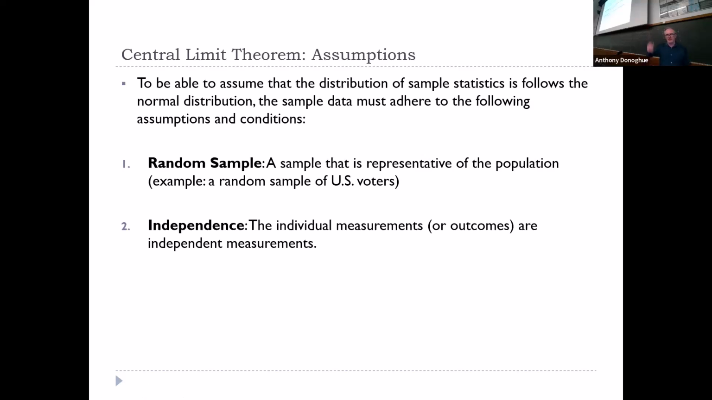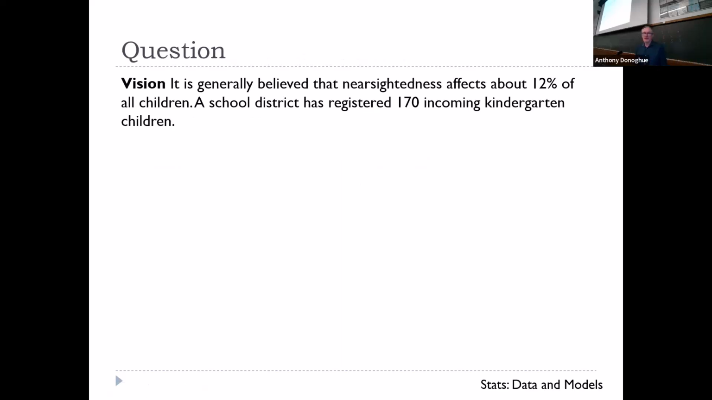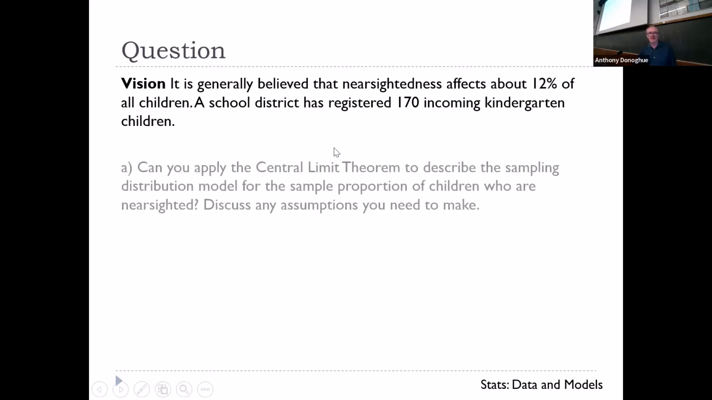We've discussed what independence means from a probability point of view, but we'll discuss it from a more practical point of view when we get to analysis. It is generally believed that nearsightedness affects 12% of all children. Take that as the population parameter value or population proportion, 0.12. A school district has registered 170 incoming kindergarten children.